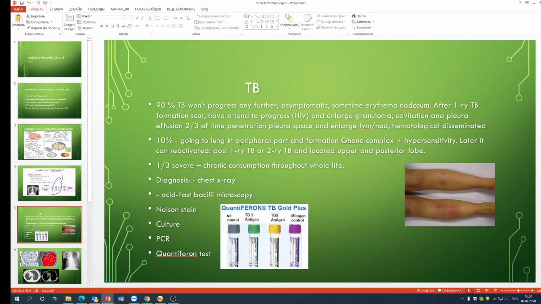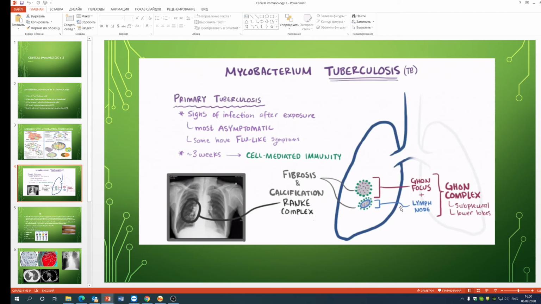10% go into the lung's peripheral part and form the Ghon complex. The Ghon complex is called a complex as it involves the lung's peripheral part and lymph nodes or trachea, forming the Ghon focus and lymph nodes. Plus, a hypersensitivity reaction may occur because Mycobacterium tuberculosis tends to cause a type 4 hypersensitivity reaction.